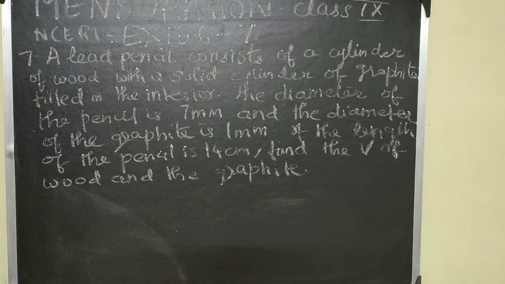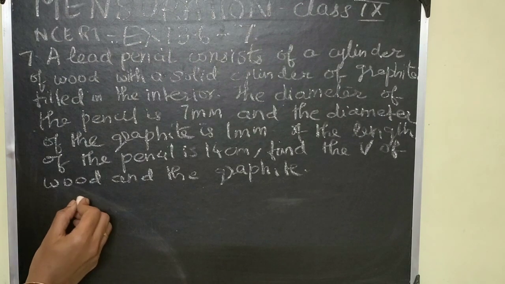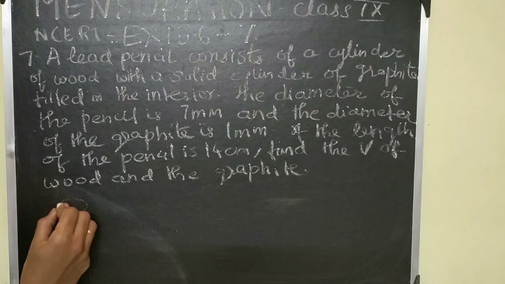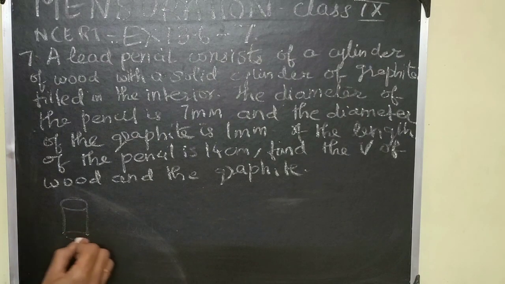So what are they mentioning? Here the shape is a cylinder. They have already given in the question, so no need to worry about what shape. So the cylinder of wood and a cylinder of graphite. So imagine how a pencil looks like. I will draw an unsharpened pencil. So it will be like this.